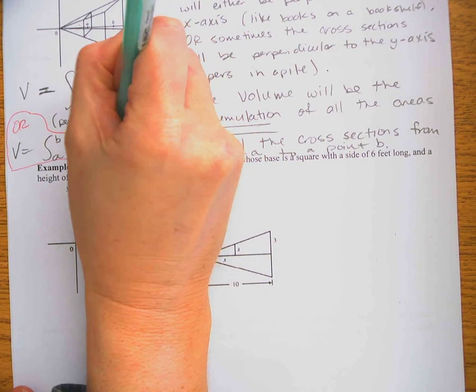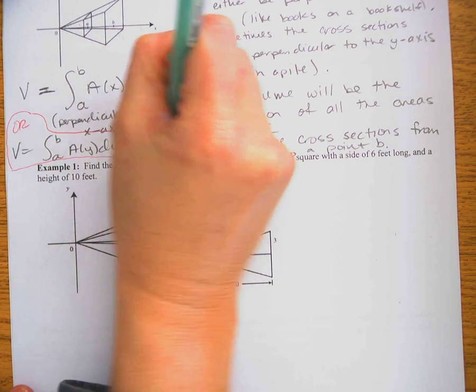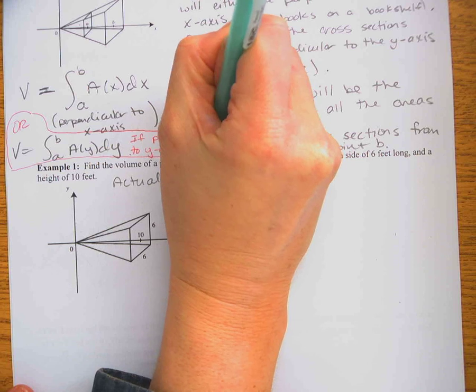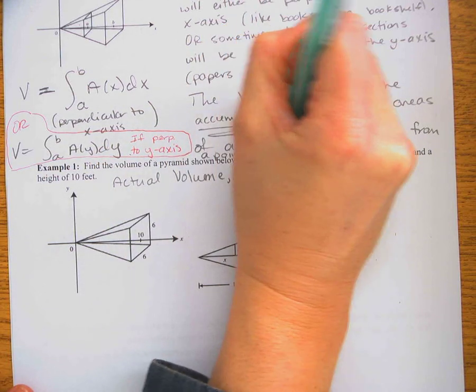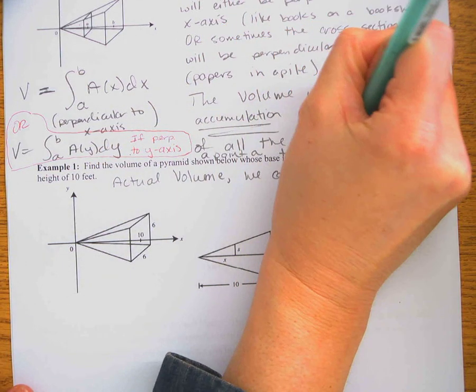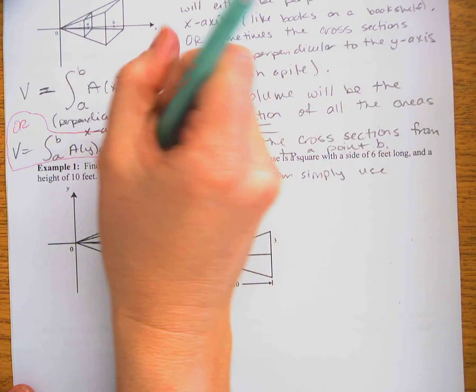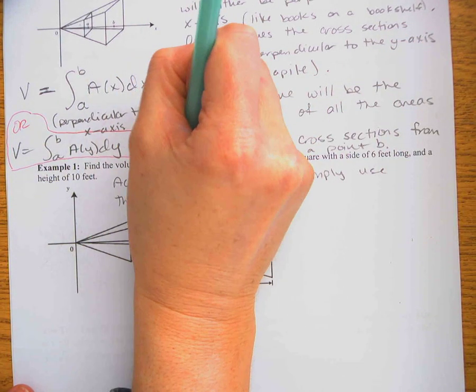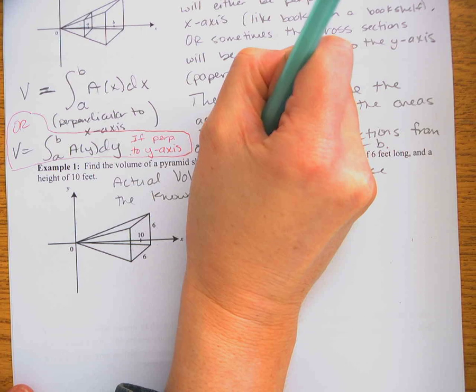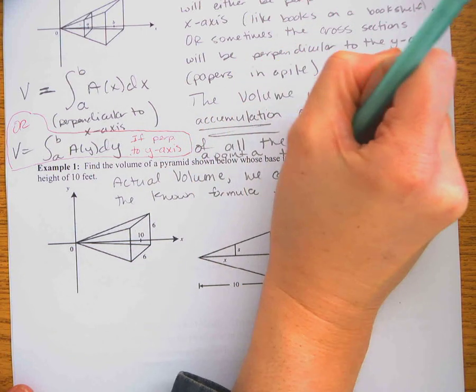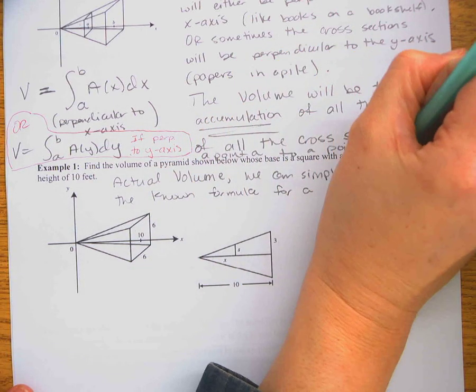So for the actual volume, we can simply use the known formula for a triangular prism.